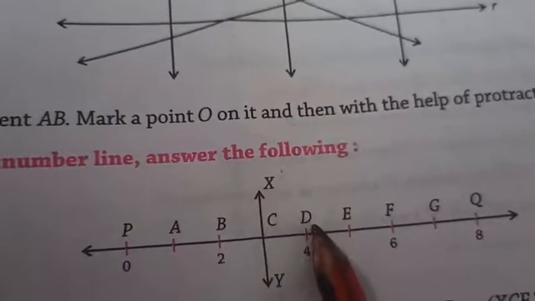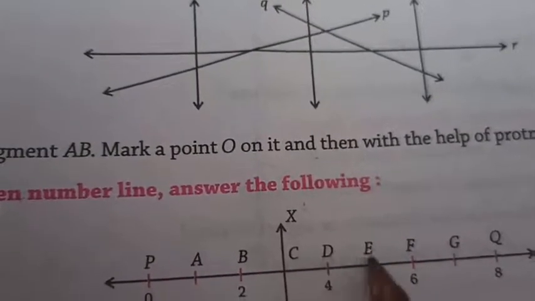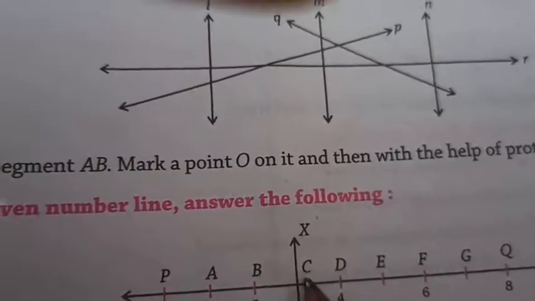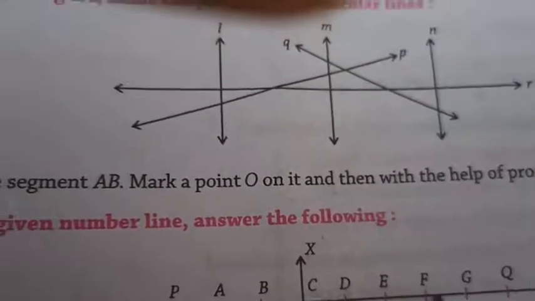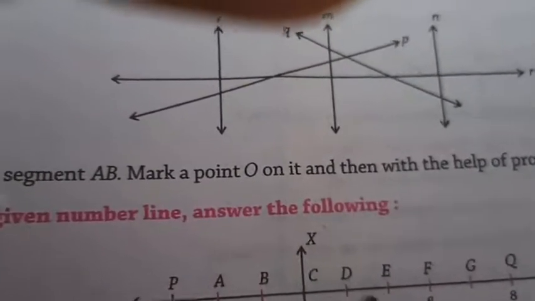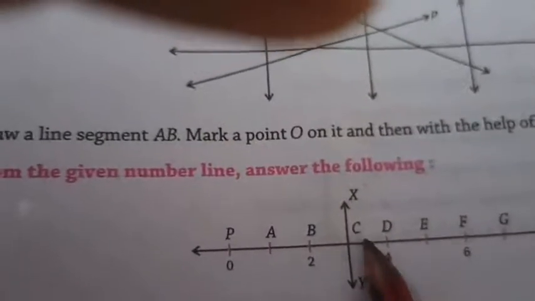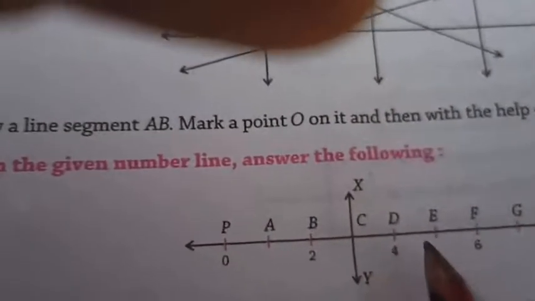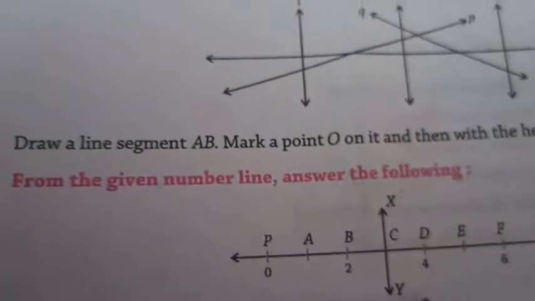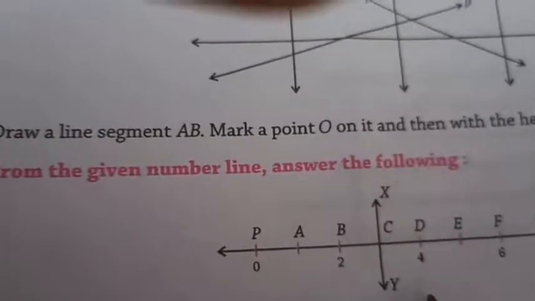Angle XCD is equal to angle XCE, because no direction is changed here. Both angles are equal, because this line is extended further, but there is no effect on the angle. So angle XCD is equal to angle XCF. Okay, so you have to write yes. Why? You have to give the reason: there is no effect on an angle if we extend the line of the angle.